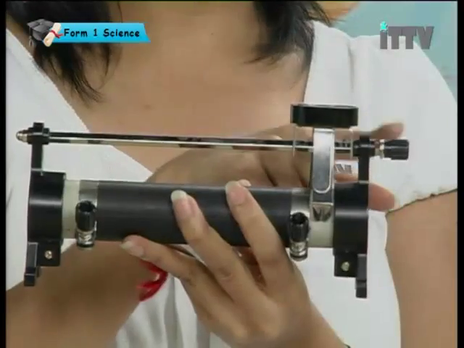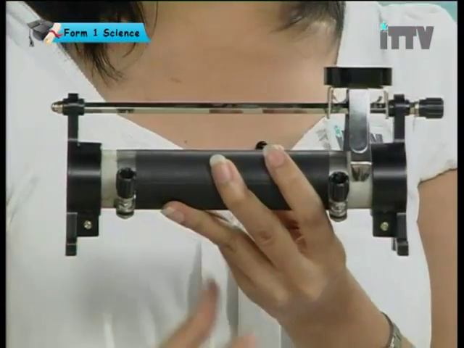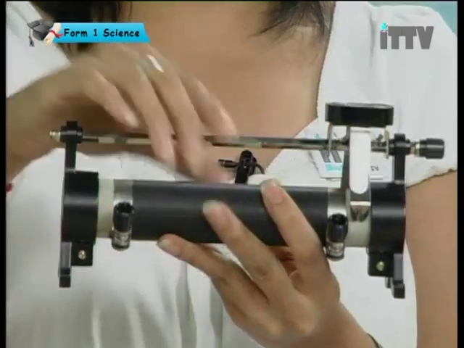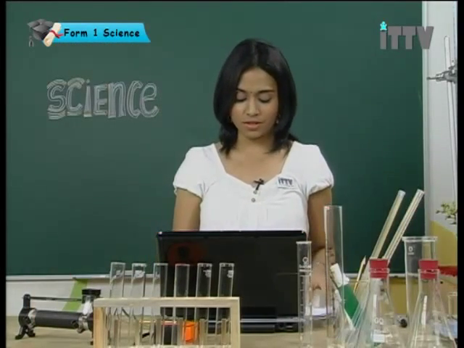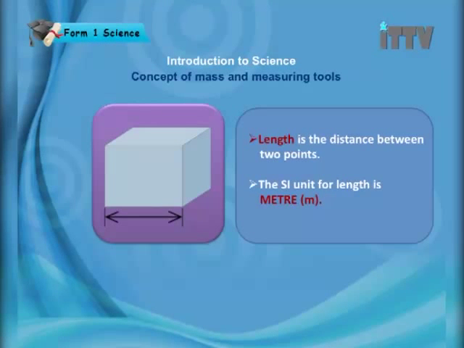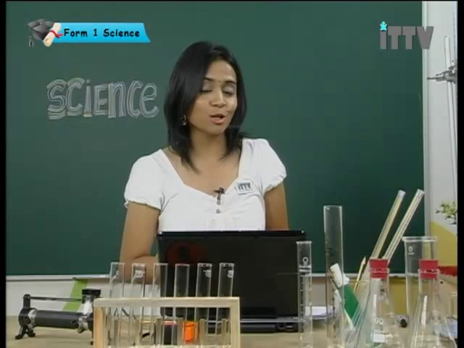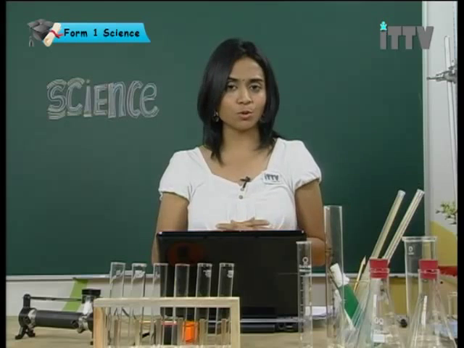This is point A and this is point B. So how do you define length actually? Let's have a look at the graphic, students. Length is the distance between 2 points. The SI unit for length is meter. So remember, students, that length is actually the distance between 2 points.